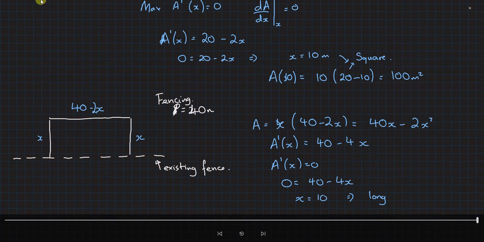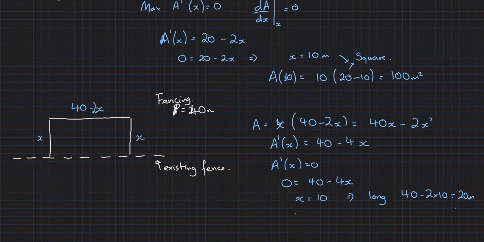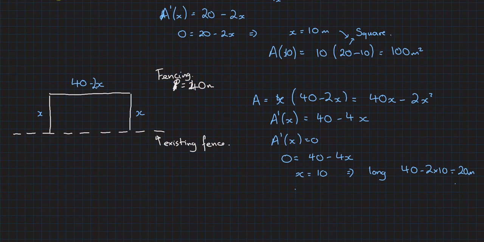the long side, is going to be 40 minus 2 times 10. It's 20 meters. So the maximum area, so the area when x equals 10 is going to be 10 times 40 minus 2 times 10. This will evaluate to 20, so it's 200 meters squared. Okay, so we get the same x value needed in this case. But the area now winds up being just the 200.